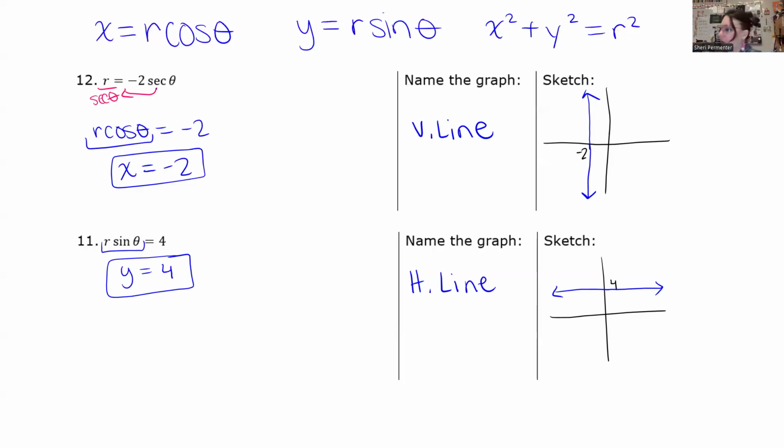They did you a super favor with question number 11 because they had it already set up. r sine theta is y. And so you just replace that with question number 12.